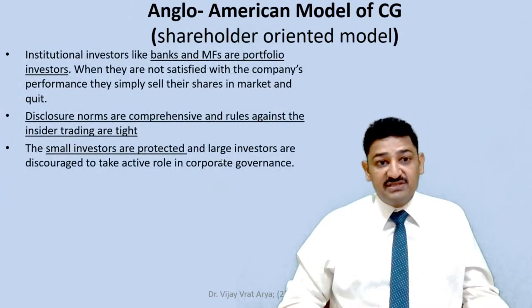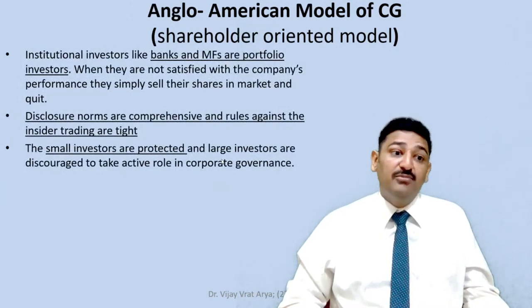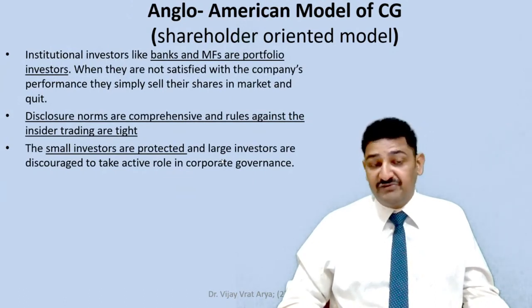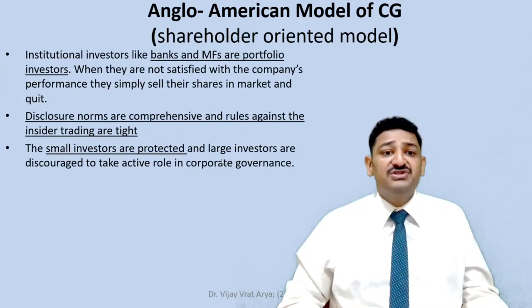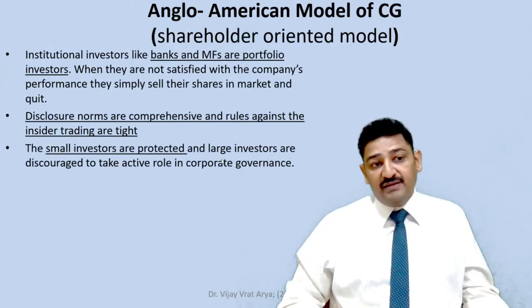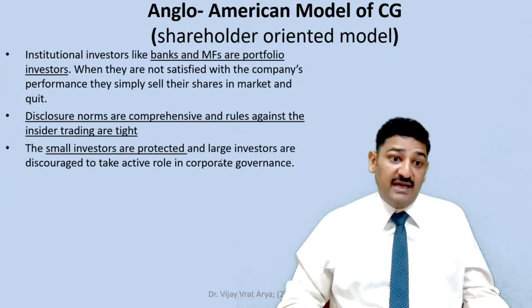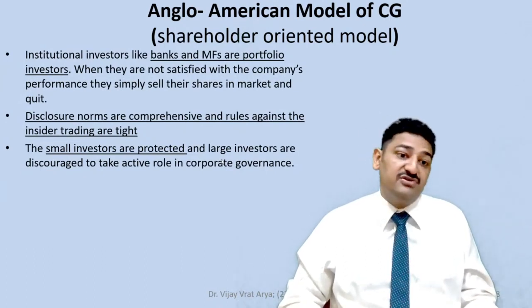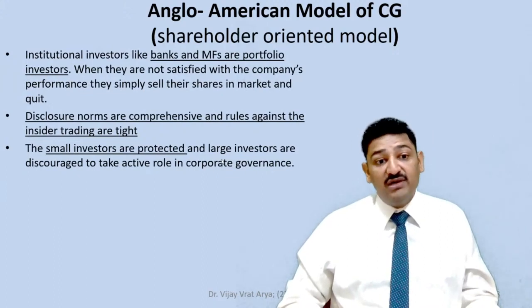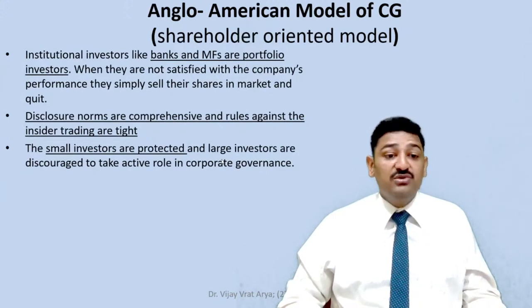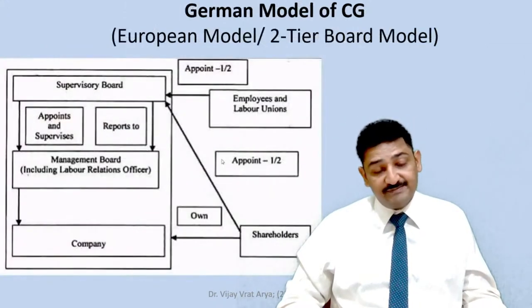And the institutional investors like the banks and mutual funds are portfolio investors. When they are not satisfied with the company's performance or the level of the structure, they simply withdraw their stake, maybe by selling their shares in the market, and they quit from it. And in this model, the disclosure norms are comprehensive, and rules against insider trading are very stringent. At the same time, the small investors are protected, and the large investors are discouraged from taking an active role in corporate governance.